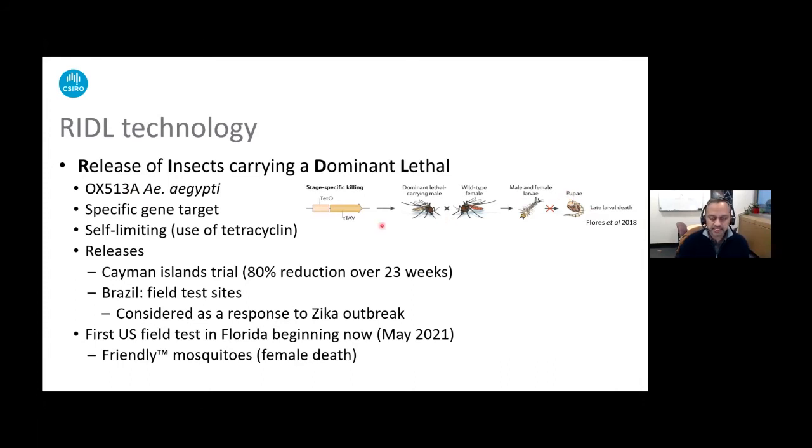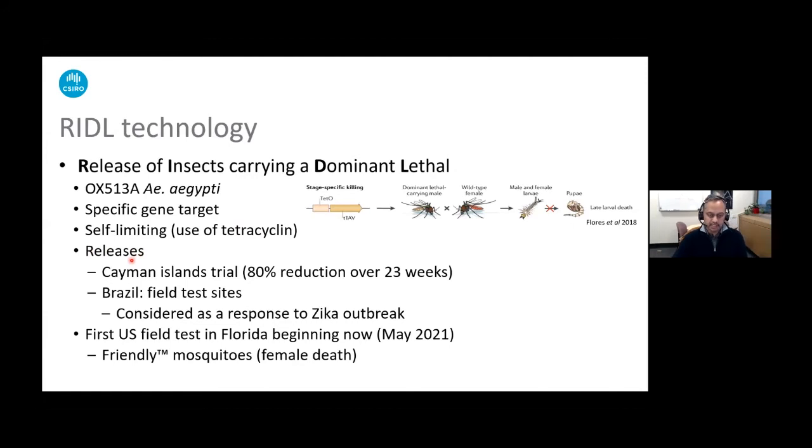Now, the interesting thing is it's self-limiting. They use tetracycline to breed these mosquitoes, but when they are released, because there is no tetracycline in the wild, these mosquitoes die off over time. So once you stop releasing these mosquitoes, over a few generations these mosquitoes are not present in the environment. So it's self-limiting. Now, there have been some releases for field trials.